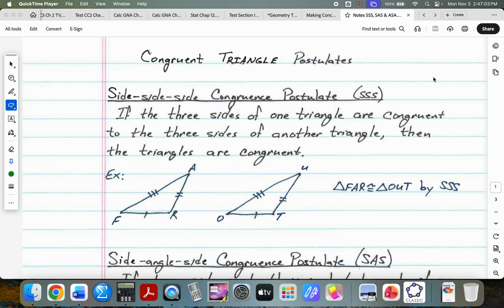We only need 3 things instead of 6 things. The first one is the side-side-side congruence postulate. Now, that's a lot to write, and so typically we'll just abbreviate that by writing SSS. But we won't say SSS, we'll say side-side-side.